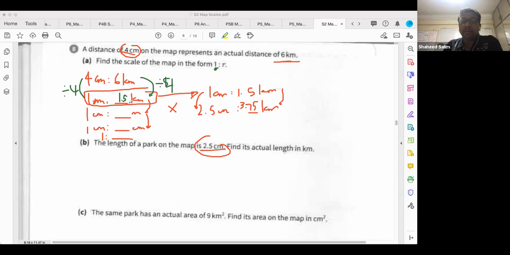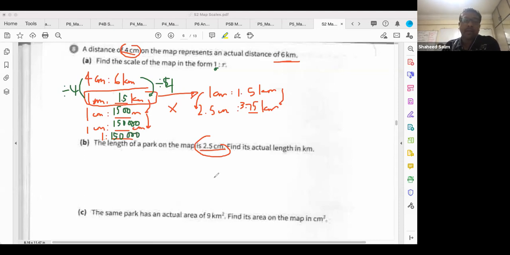Now it's cm and km. So I change the meter first lah. Times 1,000, 1,500. Right? And then times by another 100. Why? 1 meter is 100 cm. So you get 150,000. So down here now, what is your scale? 1 is to 150,000. That's it.